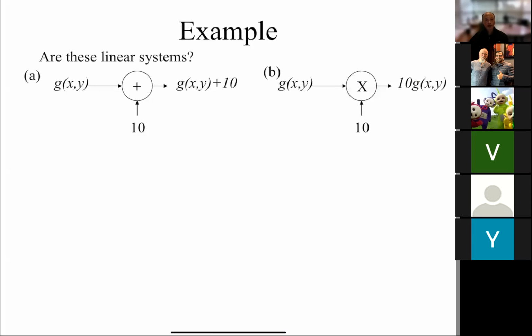So let's look at number A. The question is, is A a linear system? So we have g of x,y going in, I'm adding 10, and my output is g of x,y plus 10. So go ahead and take a minute. And then if you just want to respond in the chat, just say yes or no. That'll be fine. I don't think I set up the poll for this yet. Well, maybe I did. Okay, actually, I'm going to launch a poll so we can actually do this. So just respond to the poll, whether you think this is a linear system or not. You guys all see the poll? Yeah. Okay, great.